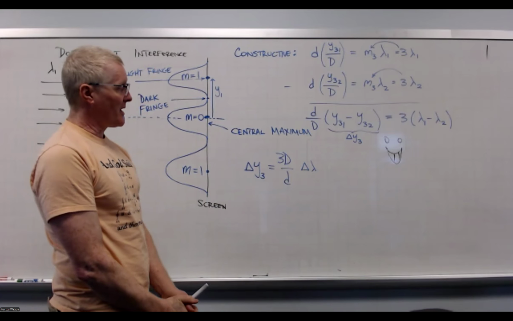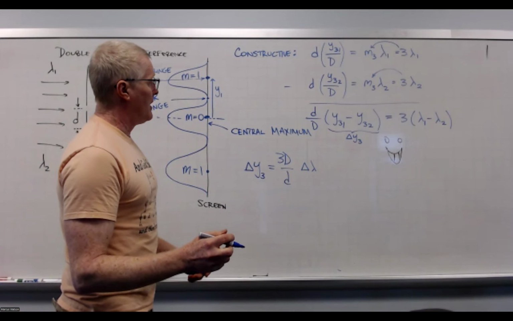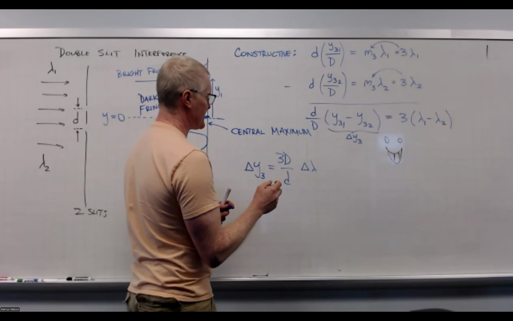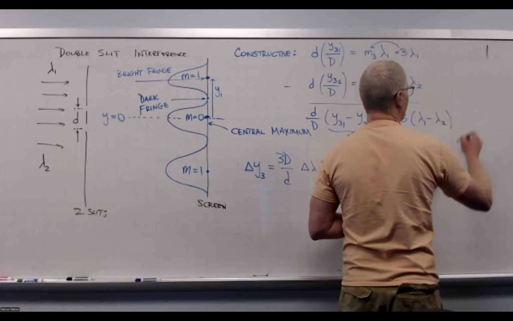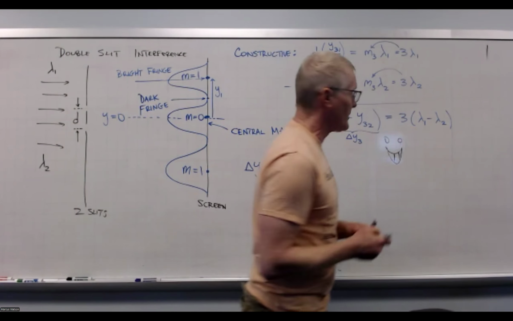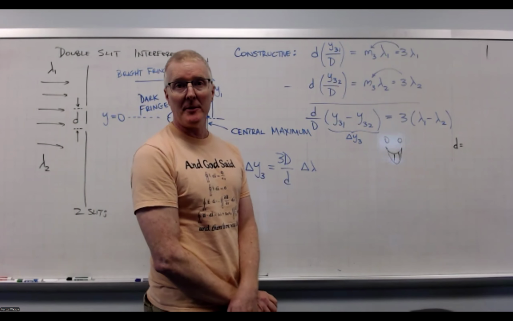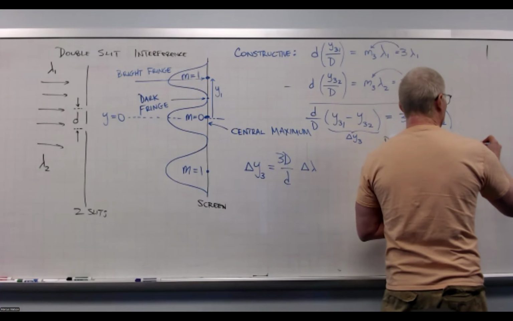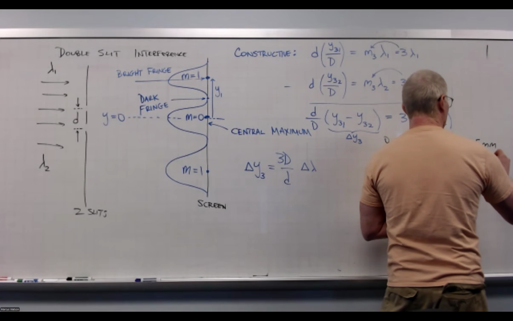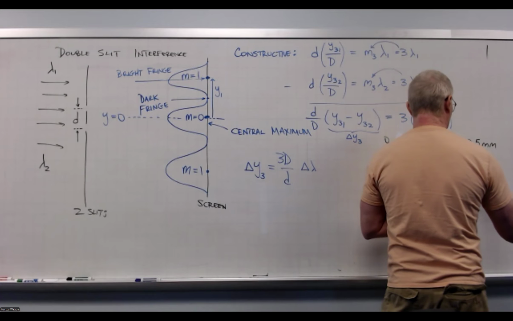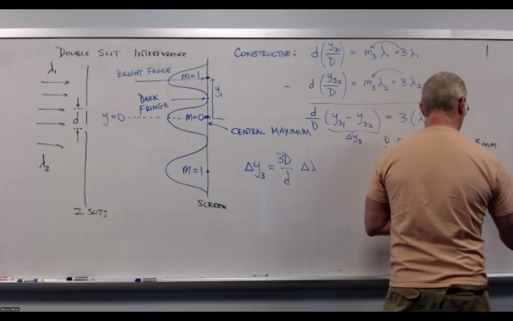All right, so let's assume that I can throw a few numbers in here. I'm going to evaluate this here at a slit spacing of, let's do 0.5 millimeters. Let's do capital D of 1 meter, and let's go lambda 1 of 600 nanometers, lambda 2 of 480 nanometers.